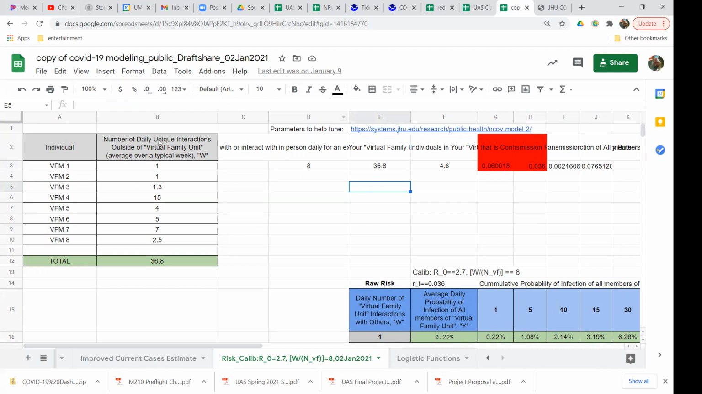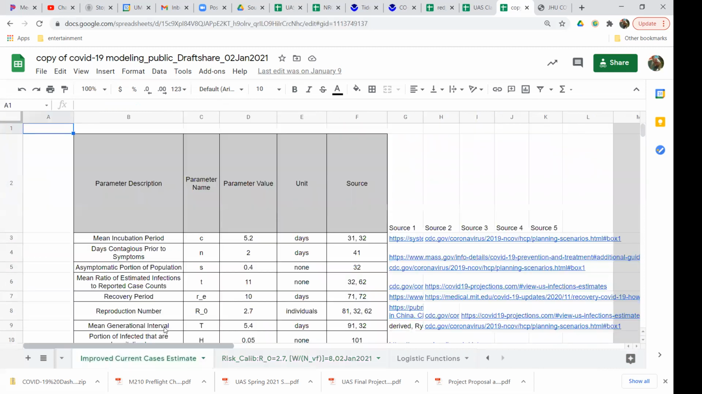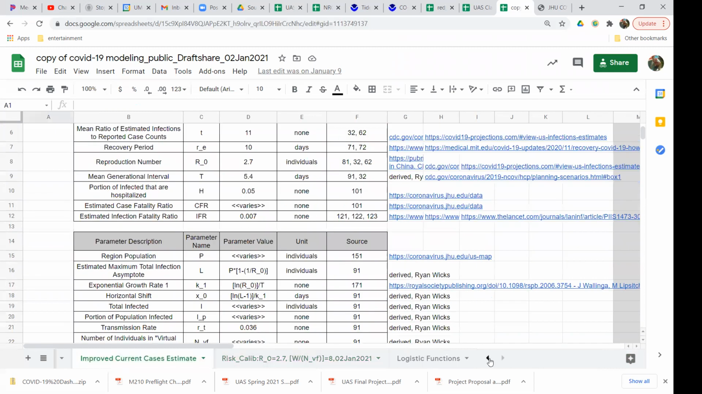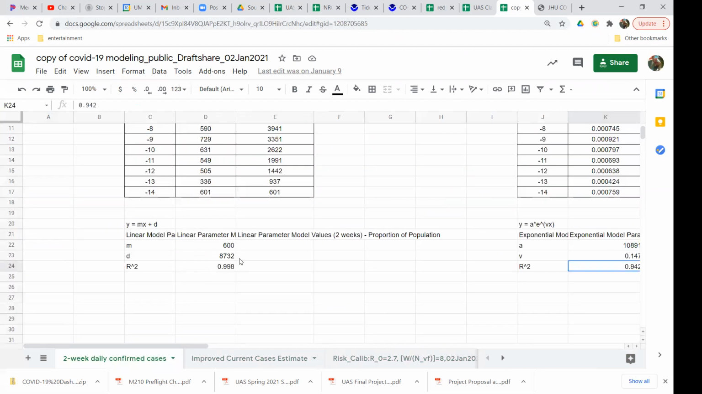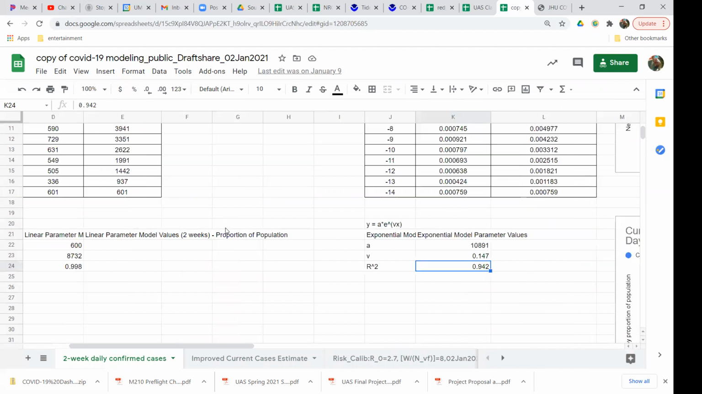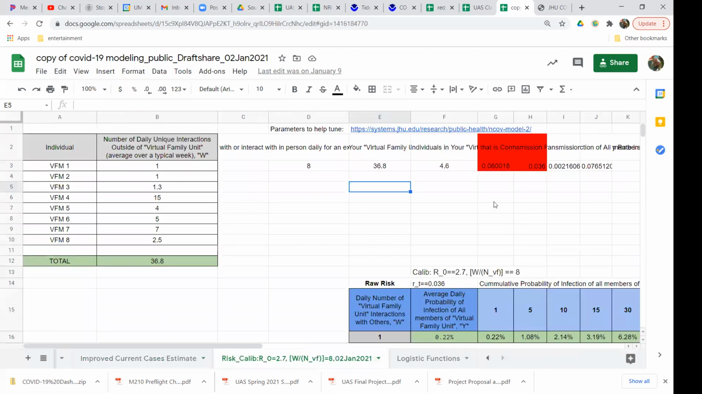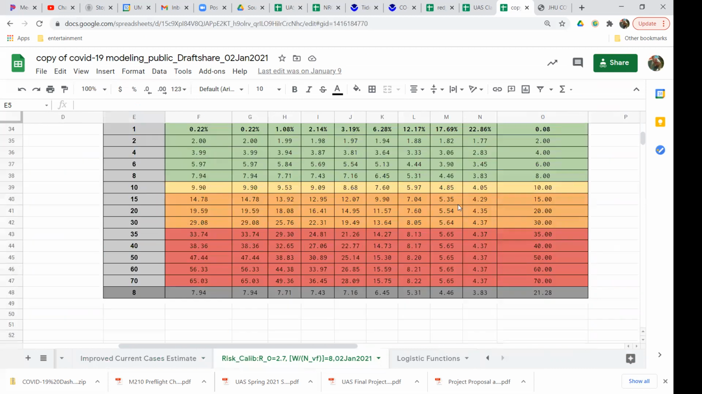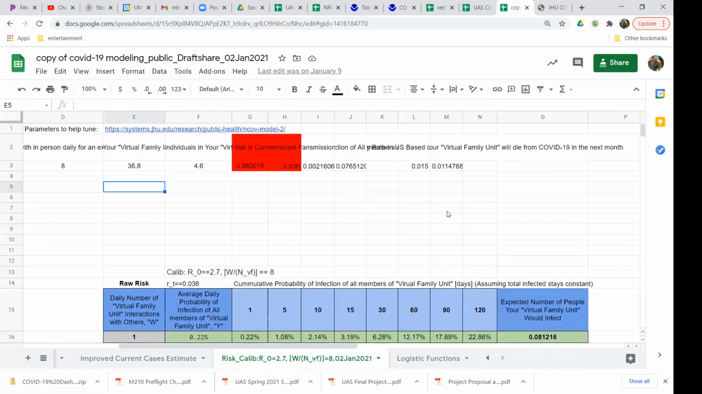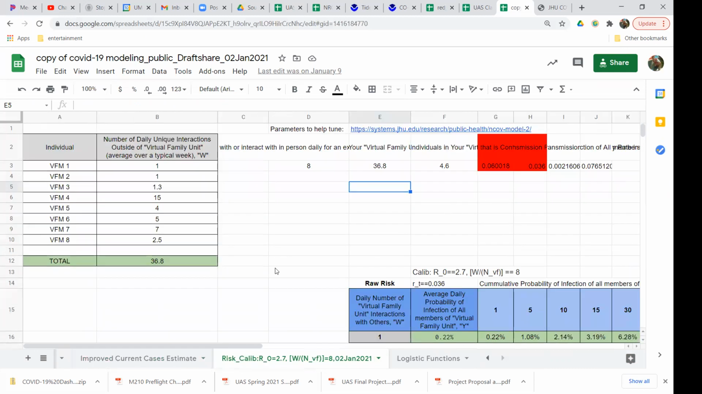You just have to enter your family unit information. You have to enter the parameters. You have to enter the slope and y-intercept, or the scale factor and the exponential growth rate here, depending on if you're using the linear or exponential model. But I believe this table is currently only set up to use the linear model. I don't currently have this table set to populate for the exponential model.